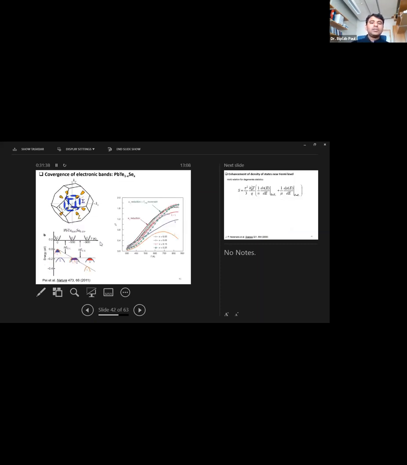Another interesting example for the improvement of thermoelectric efficiency is the convergence of bands taking part in the transport process. In lead telluride, generally the L band takes part in the transport process, but when it converges with the sigma band, a total of 12 bands take part in the transport process. This improves the Seebeck coefficient as well as electrical conductivity, and thus the thermoelectric figure of merit can be enhanced.